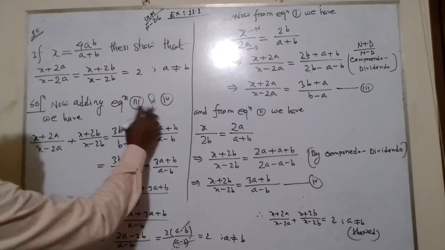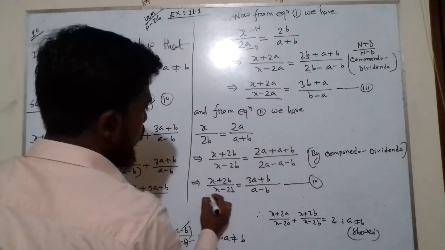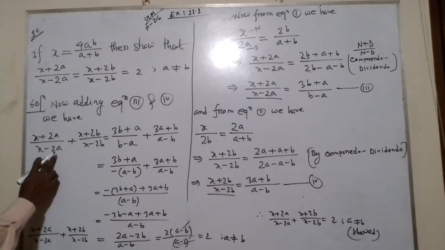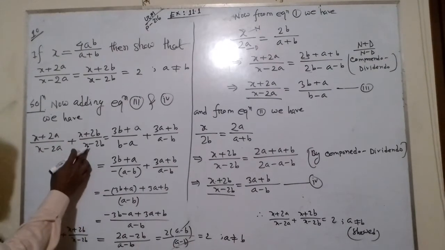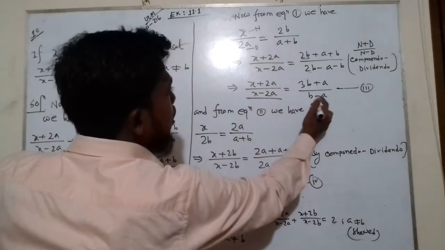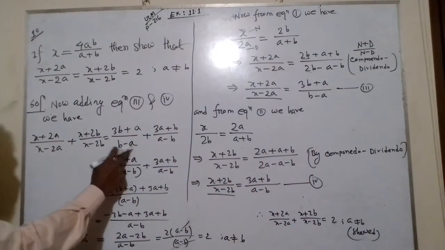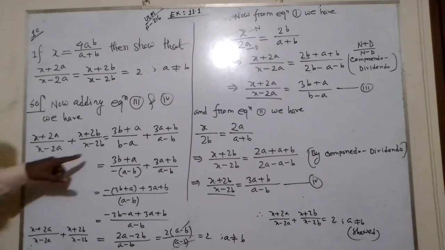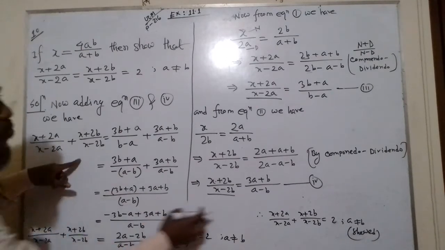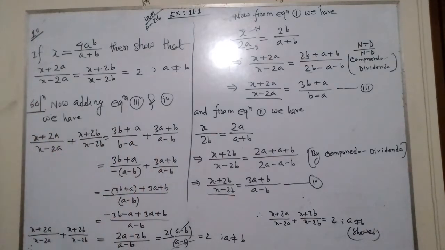Now adding equation 3 and 4, we have (x + 2a)/(x − 2a) + (x + 2b)/(x − 2b) = (3a + b)/(b − a), and from equation 4, (x + 2b)/(x − 2b) is (3a + b)/(a − b).